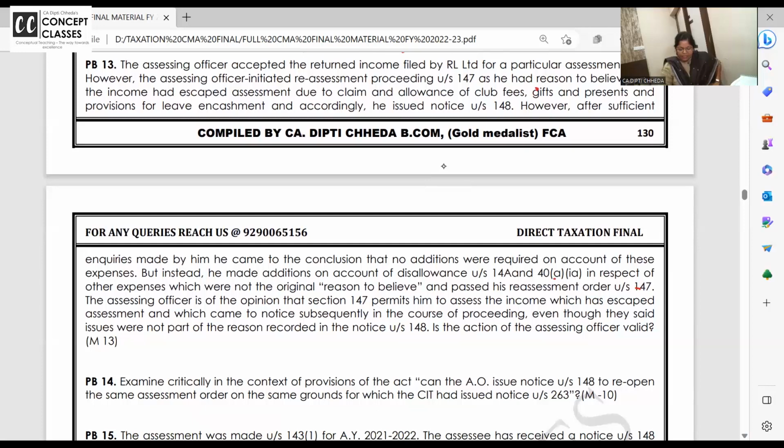Assessing officer is of opinion that 147 permits him to assess income which came to notice in course, even though they said issues were not a part. Is the action of AO valid? Answer is yes, very much valid. Same question. Original assessment dropped.